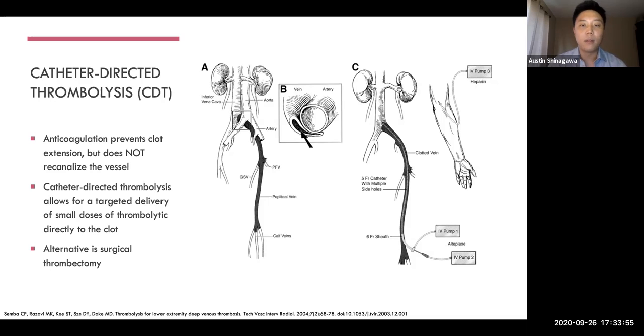And you can use smaller doses than if you were using systemic TPA, which is one of the big advantages. The alternative to catheter-directed thrombolysis is actual surgical thrombectomy, where they open up the veins and take the clot out that way. You can see here in the picture an interesting example of May-Thurner syndrome, which is a compression of the left iliac vein by the right common iliac artery, and this predisposes patients to clots in their left iliac veins or left venous system.